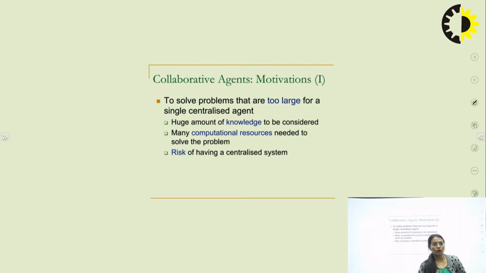A huge amount of knowledge will be required for that, many kinds of computational resources are needed, and there will be various risk factors involved in that centralized system. So this is the first and the main motivation behind using collaborative agents.